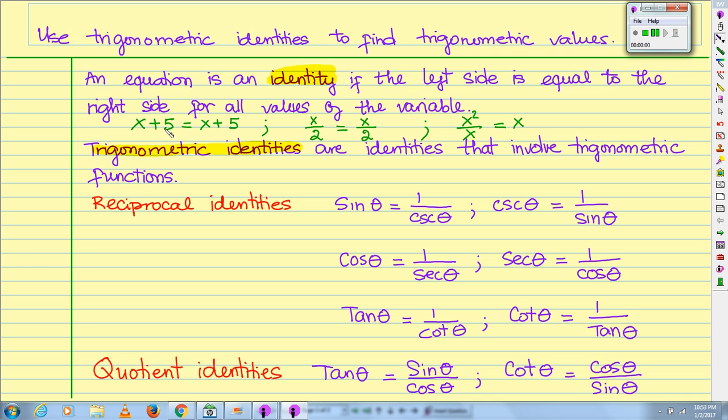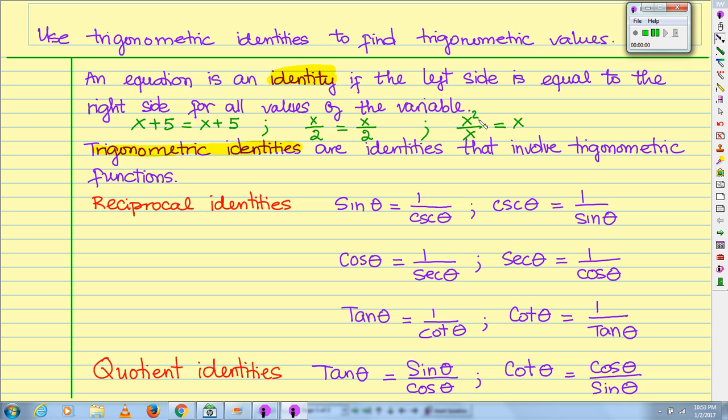The first equation, x plus 5 equals x plus 5. The left side and the right side are exactly the same expression, so this is an identity. Look at the second equation, x over 2 equals x over 2. Again the left side is equal to the right side, so this is an identity.